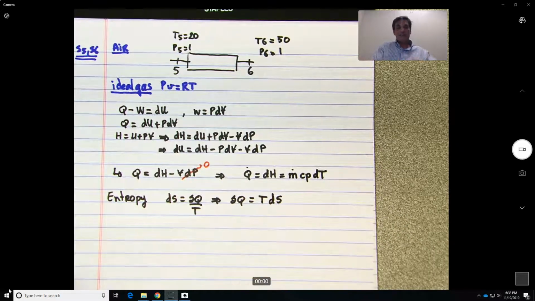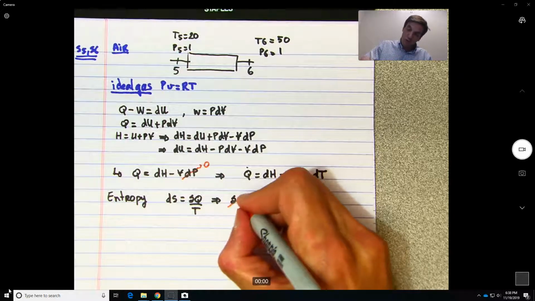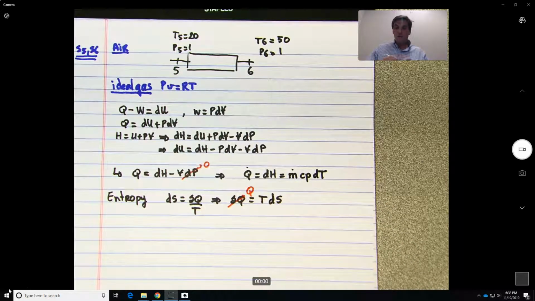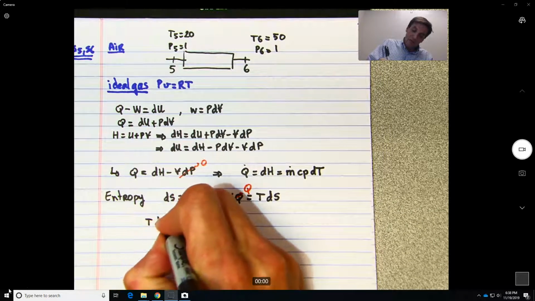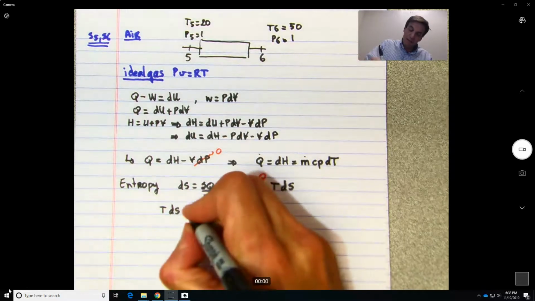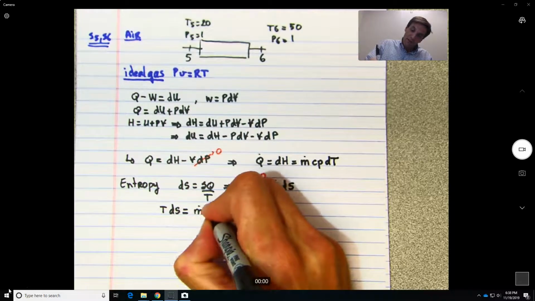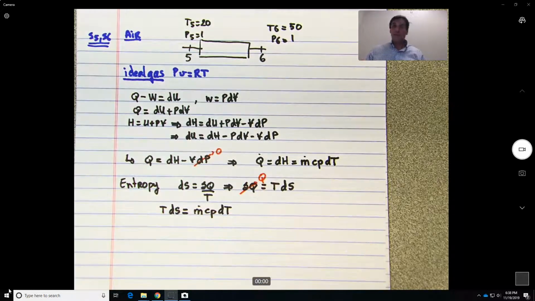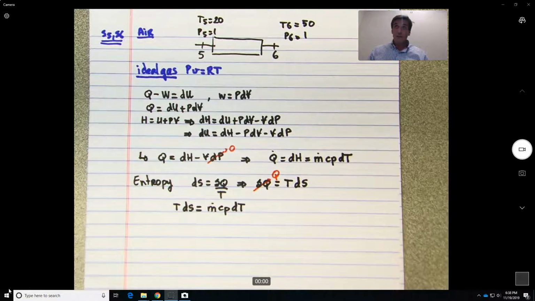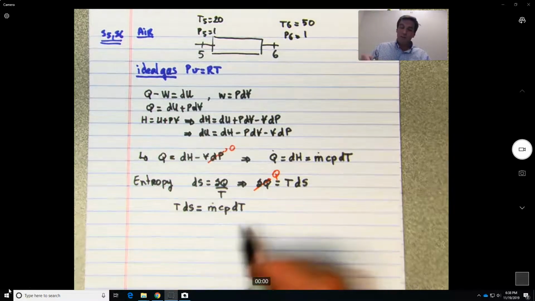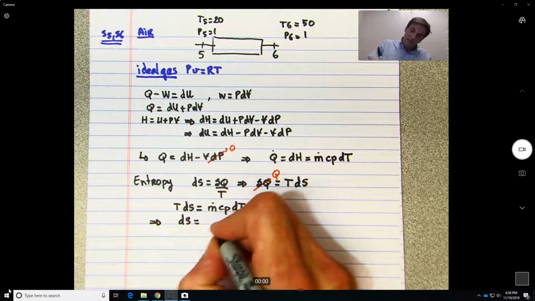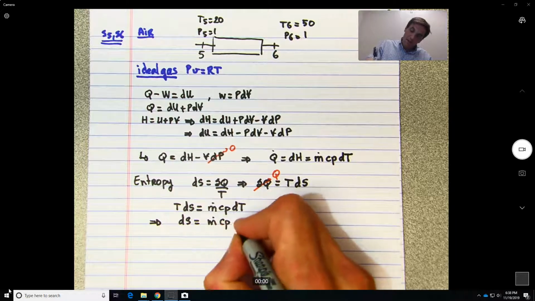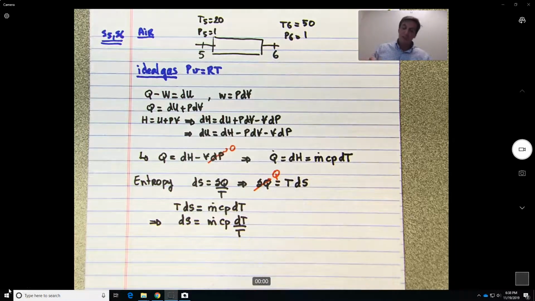And remember that this is approximately equal to Q, which means what? I can substitute into this equation, so I get T ds. This is just redoing the derivation of the T ds relation. Simplify, it would be equal in this case to M Cp dT. So now going very quick, if I divide by T on both sides, what do I get? ds equal to M Cp dT over T.